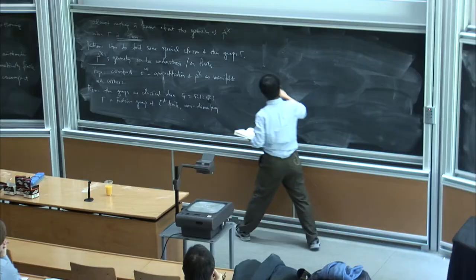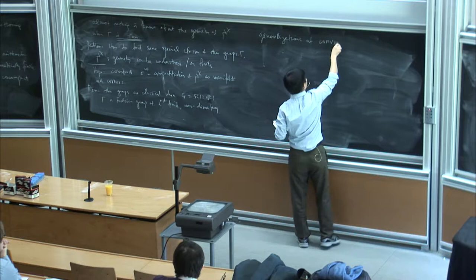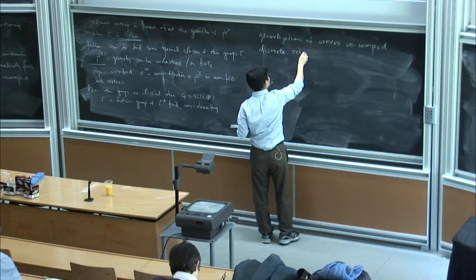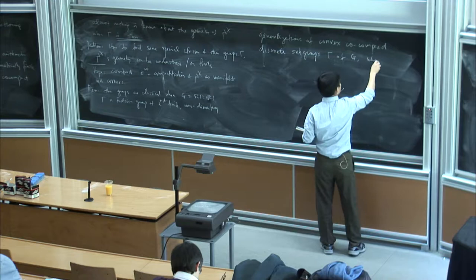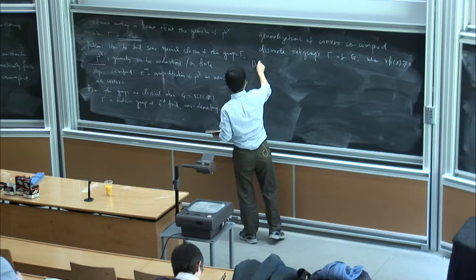Now, I want to talk about generalization of convex cocompact and discrete subgroups gamma of G when the rank of X is bigger or equal to 2. Before that, let me start with the most basic case. Let me recall this, I think you all know this, but let me recall it in any case.